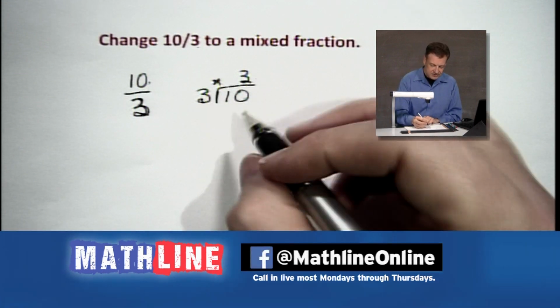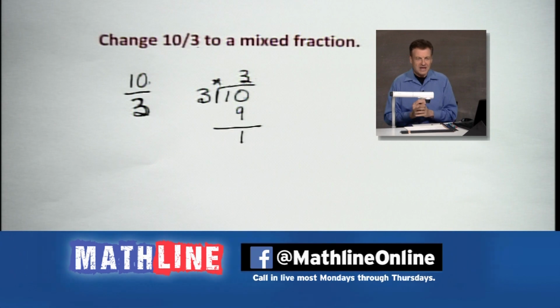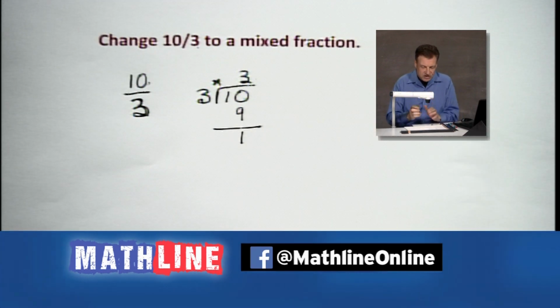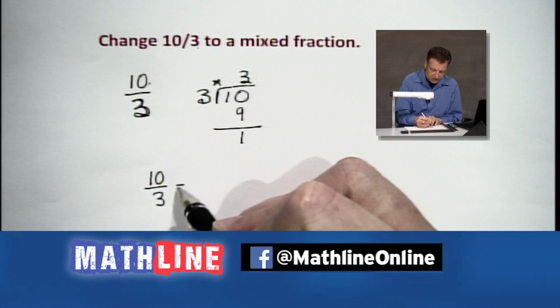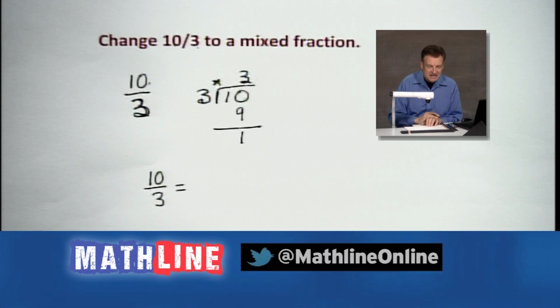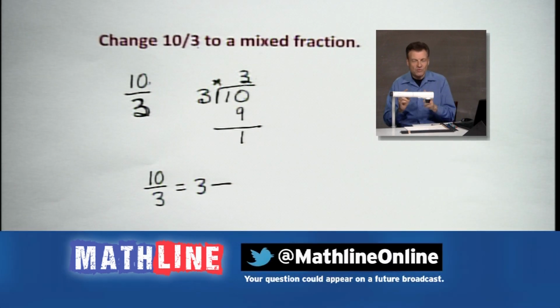We're going to say 3 times 3 gives us 9, and we have 1 left over. Now, where does the 1 go? It's the remainder. And we start out with this 10/3. I'm going to rewrite it right down here. And what we want to do with that is to say it goes 3 times, and we're going to build a fraction with the remainder.